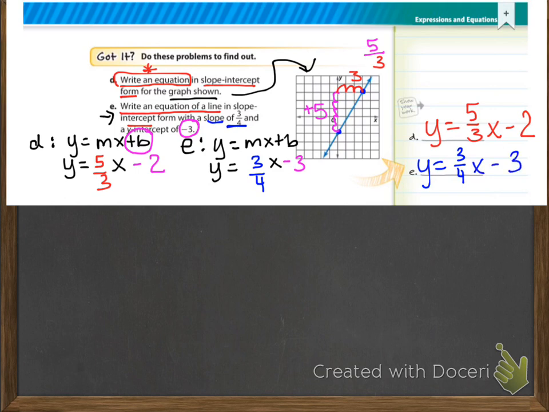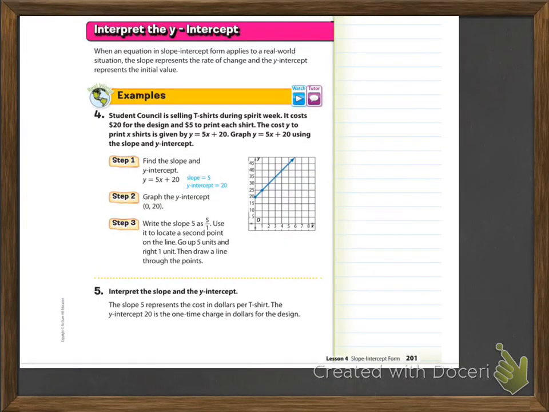How did you do? Make sure that you review the video again if you didn't do very well on those two problems. All right, let's go ahead and look at interpreting the y-intercept. So before we start this, I want you to just write a couple things in the margin here. So words that usually tell you what's going to go with the x are each, every, and per.